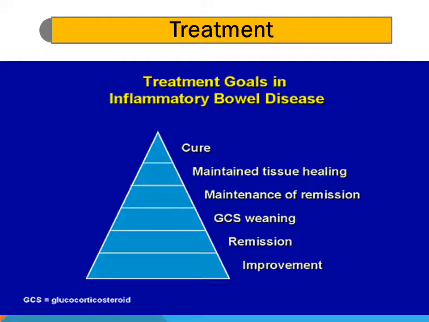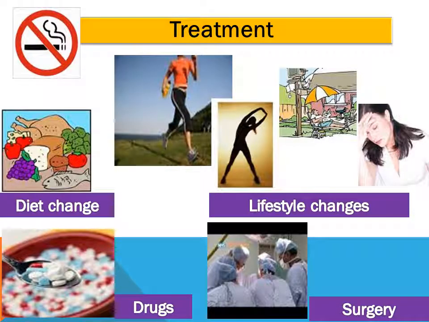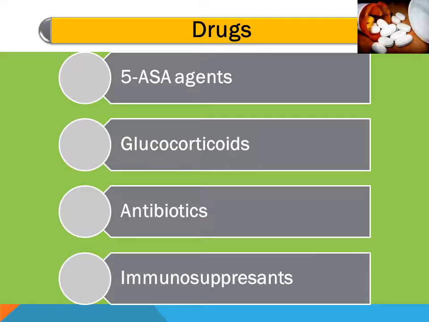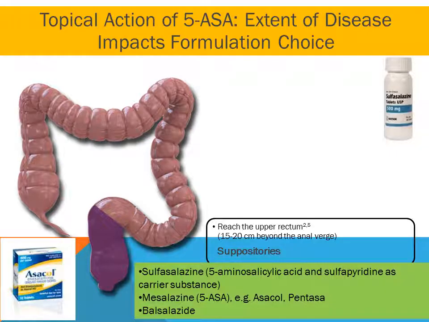Treatment goals in inflammatory bowel disease are to improve the patient's condition, induce remission, then disease weaning, maintenance of remission, and maintain tissue healing, that needs to cure. As far as treatment is concerned, we have to change the diet, change the lifestyle, drugs are there, and surgery. Drugs: 5-aminosalicylic acid agents are the first line of treatment in inflammatory bowel disease. Then we can apply glucocorticoids and give antibiotics symptomatically with immunosuppressants.